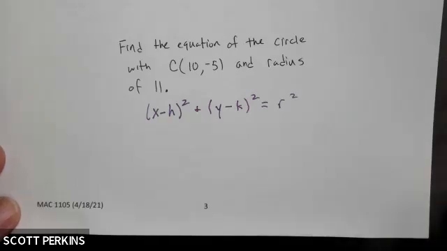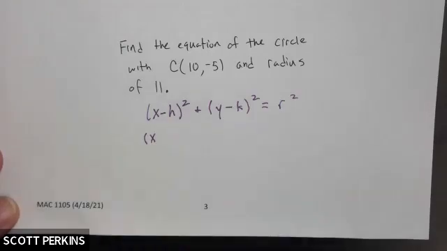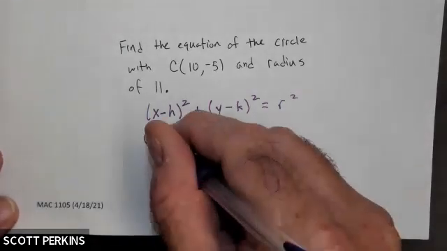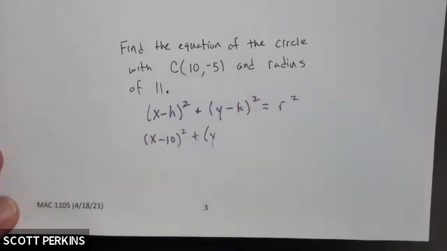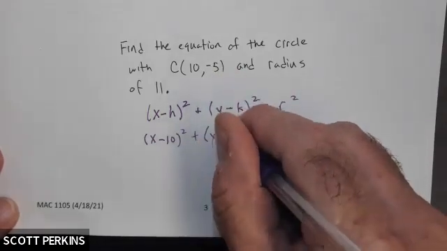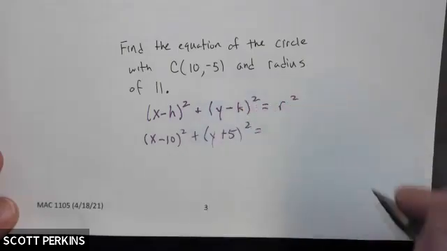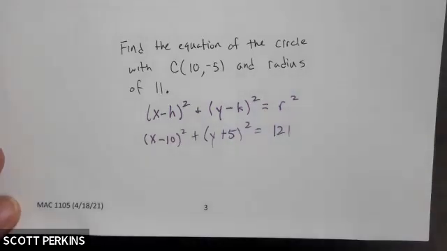So hopefully what you did is you remembered that, and you just plug and chug. You put the appropriate value in the appropriate place. So what do I have with my x's? I have x minus 10 squared plus, and then y, and then what? Yep, plus 5, because we're subtracting a negative 5, so plus 5 squared is equal to r squared, and the radius is 11, so that's 121.